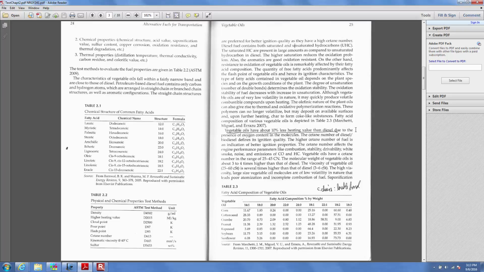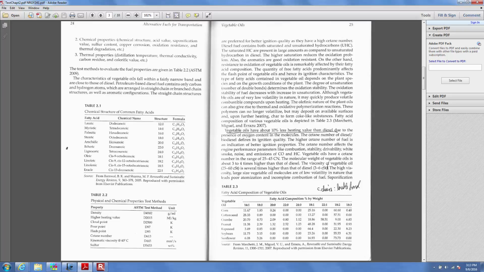And here's where we talk a little bit more about the cetane numbers. Typically, if you go to the gas pump, you see about a 40 to 45 cetane level on your diesel fuel. But you'll see vegetable oils actually run from 25 to 45. So we need to find a way to work with that.